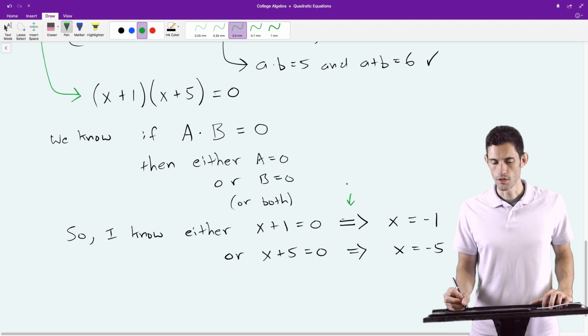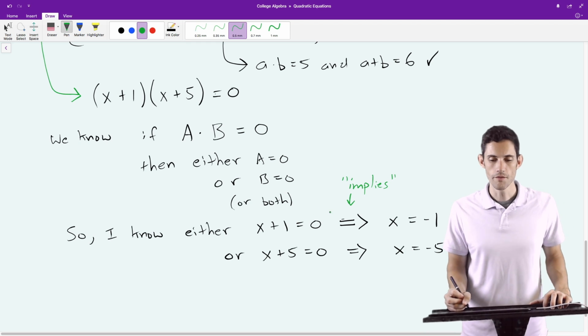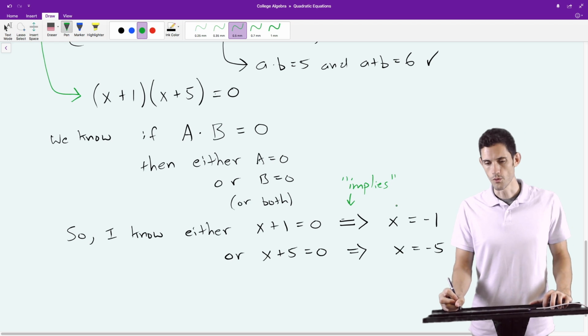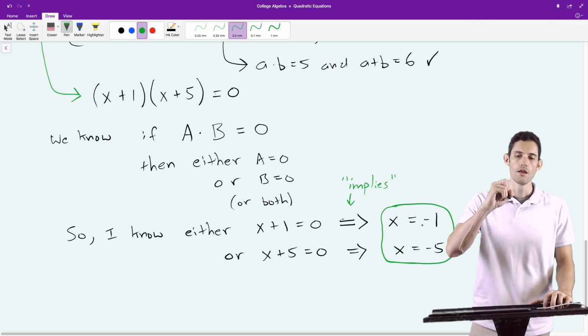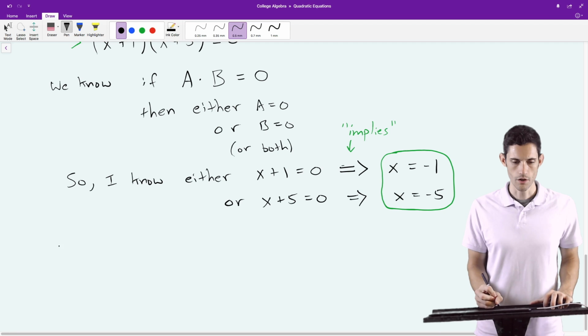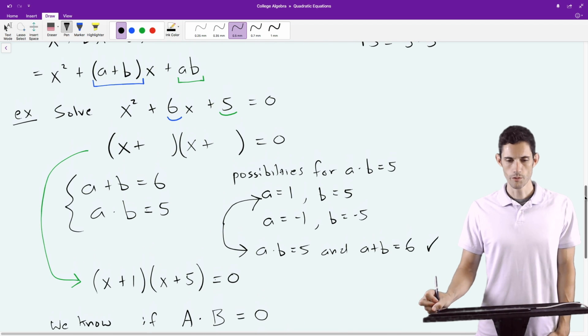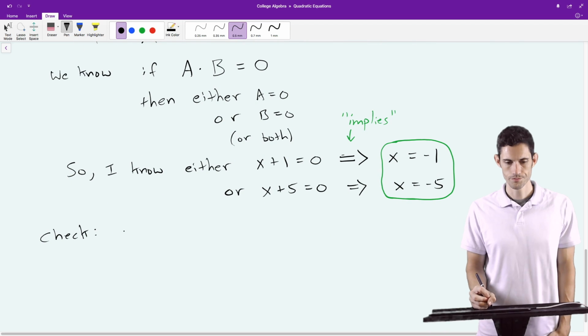So this equals with the greater than sign means implies. It's a logical implication symbol. So this equation on the left implies this equation on the right. And so on the right, we've got two answers for x. X could be -1 or x could be -5. And so I think we should check our work. So where's my original equation? X squared plus 6x plus 5 equals 0.